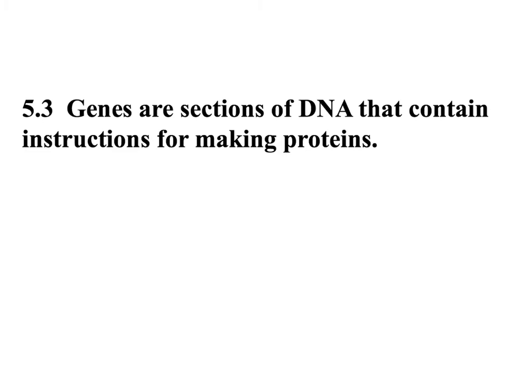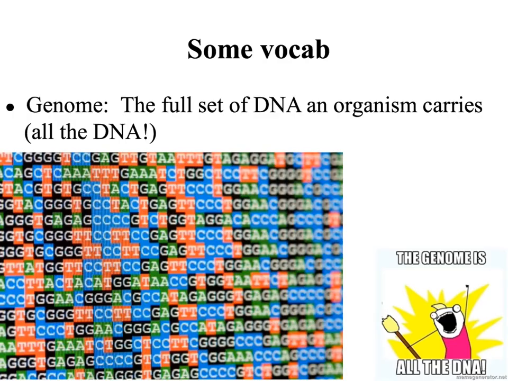If we look at the sequence of DNA, certain sections of DNA code for specific proteins. These are called genes. Genes are what actually code for our traits. Different variations of genes make different organisms.